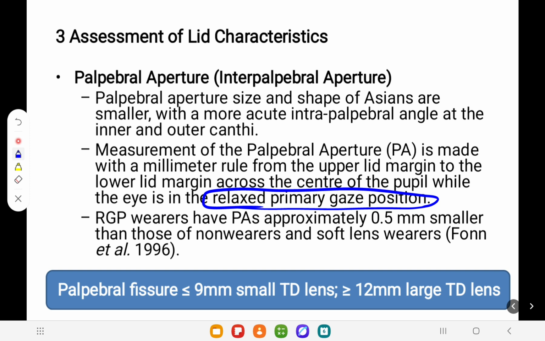I think you must read all these things, how to measure the palpebral aperture, and doing all the MRD1 in your oculoplasty postings. I think you have learned it, but if you are not good with this measurement, you must learn.